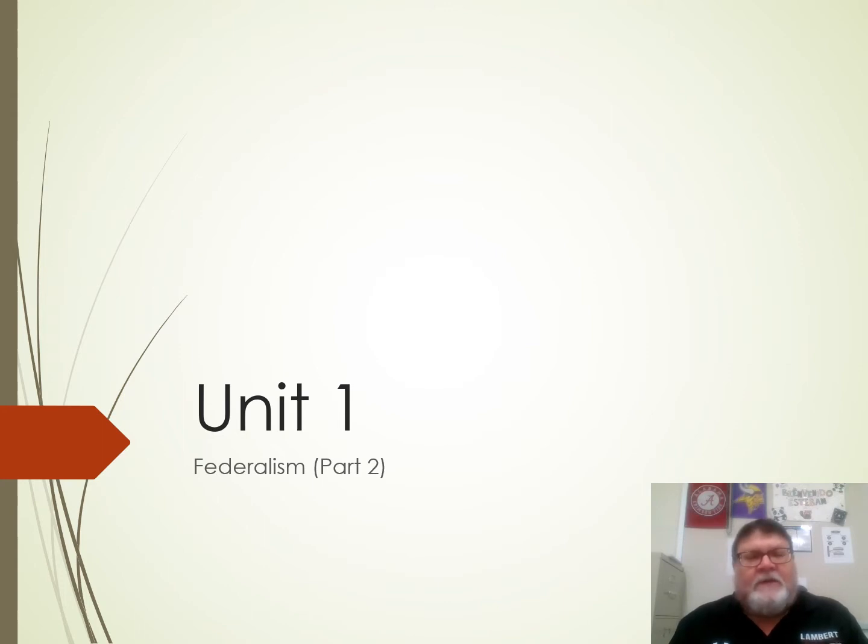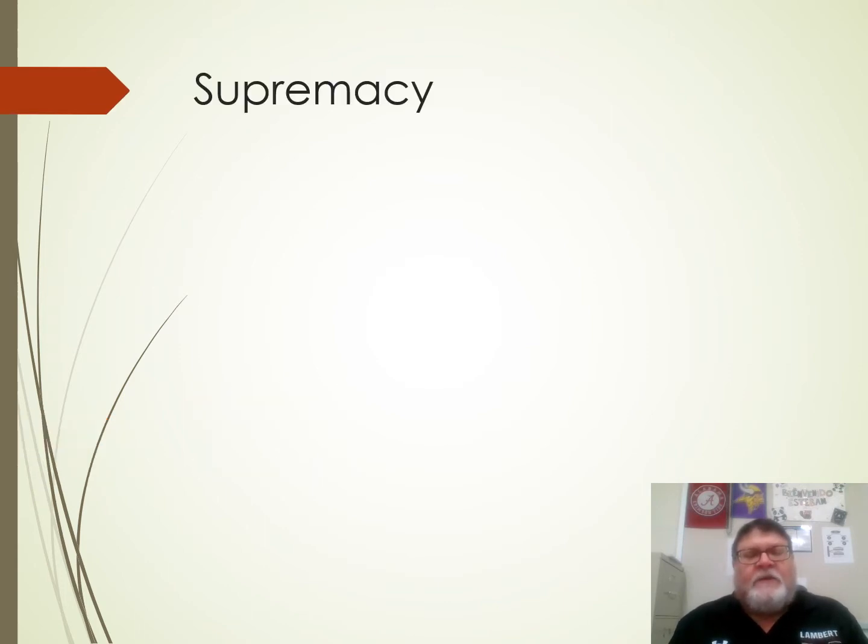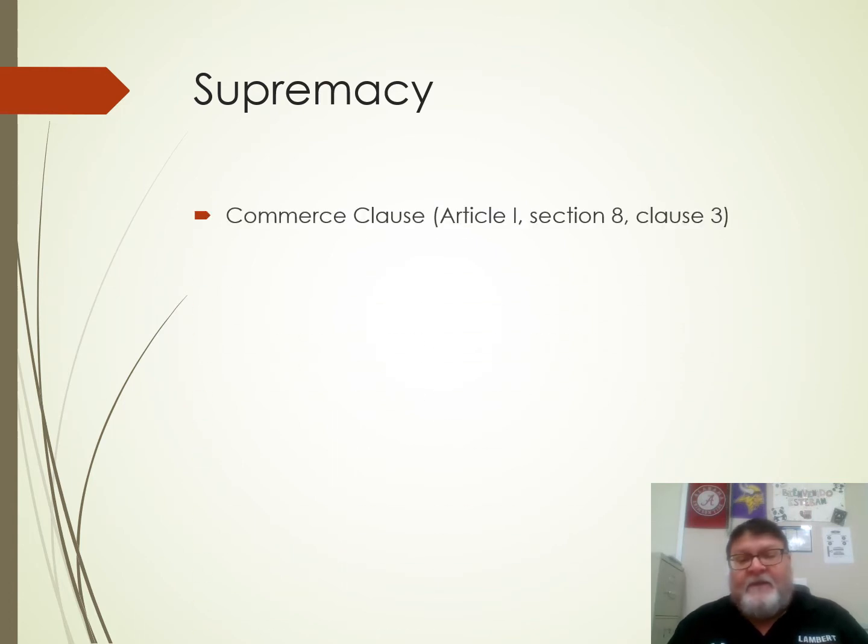So let's start where we left off. We talked about the expansion of the national government with the idea of using the implied powers doctrine. That was dealt with in McCulloch versus Maryland. And then supremacy was also dealt with there, but there are more aspects to supremacy. This time we're going to talk about supremacy in the Commerce Clause.